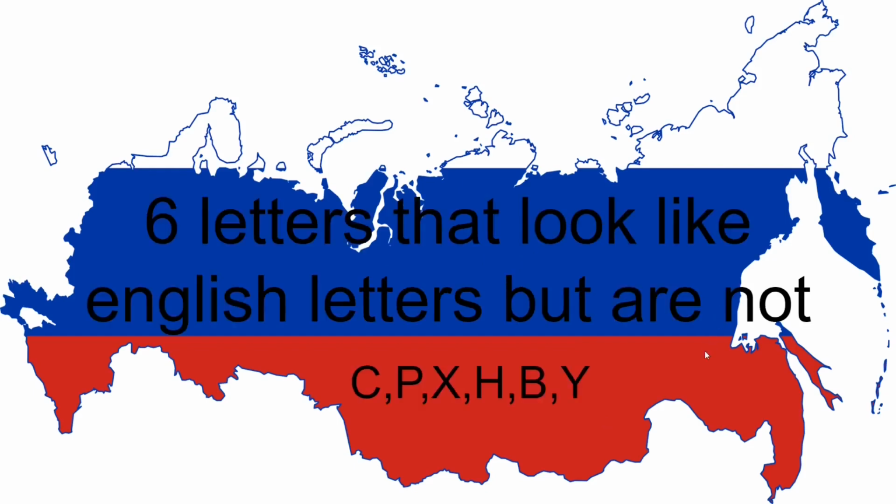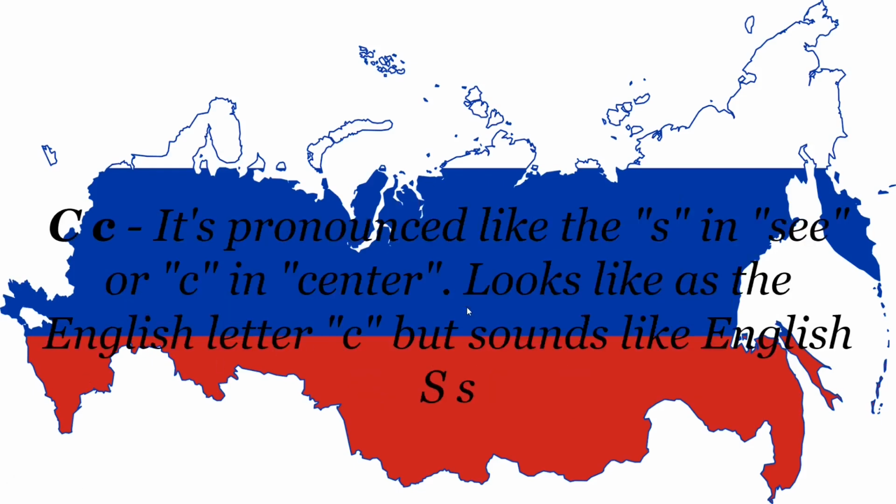Moving on, there are six letters that look like English letters, but they sound completely different. So that's the C, the P, the X, the H, the B, and the Y, which all are different in Russian.